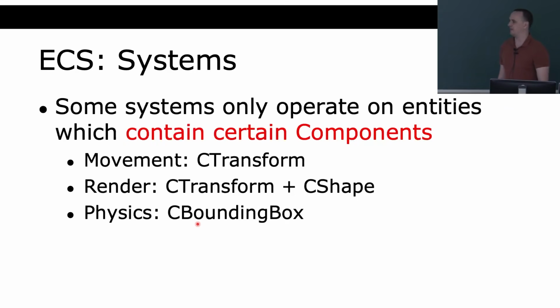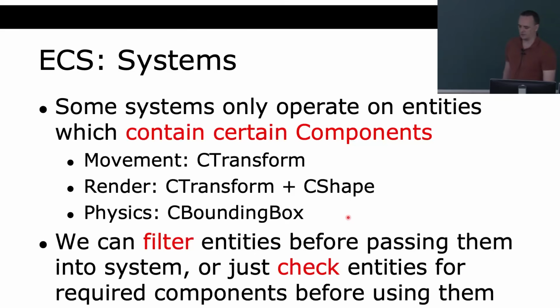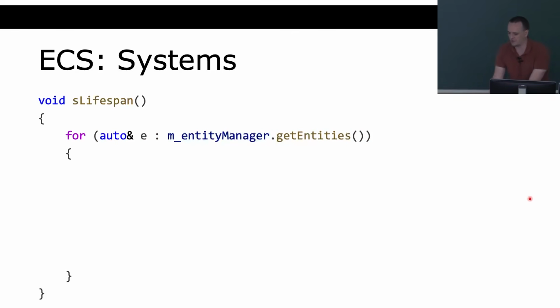For the physics one, we have to check to see if it has a bounding box, because if it doesn't, then we try and get the bounding box and it's just weird data. So we can filter entities before passing them into the system, or we could also just check for entities whether they have the components. So here, for example, here is my lifespan system, and I'm kind of just giving it to you for free here for some reason.